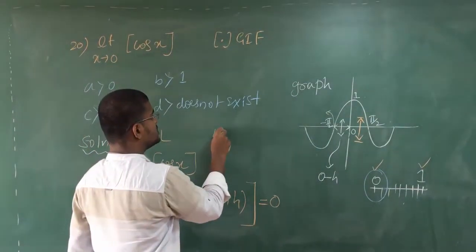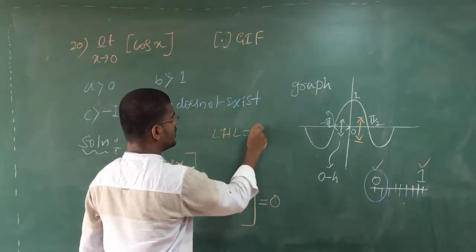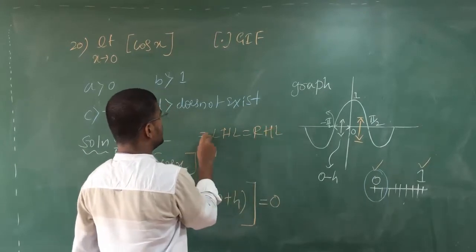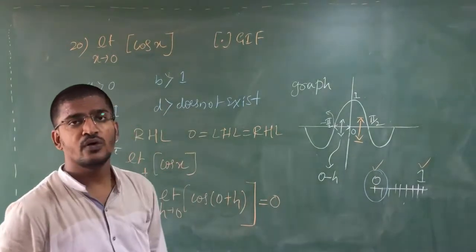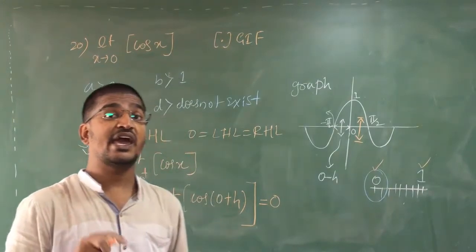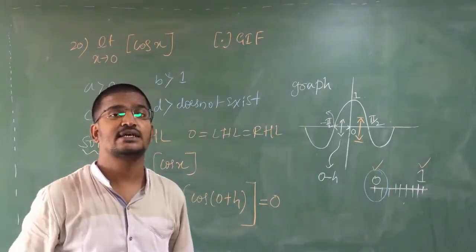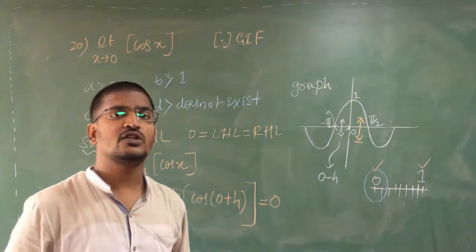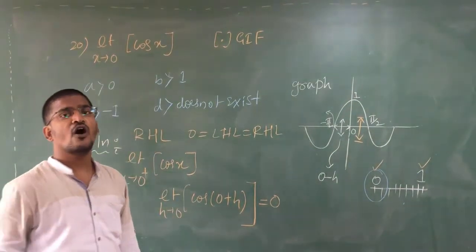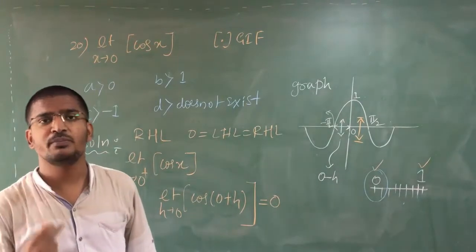Therefore, LHL equal to RHL is equal to 0. That means the limit exists for the greatest integer of cos x. Limit exists for the greatest integer of cos x. I think you got my point.